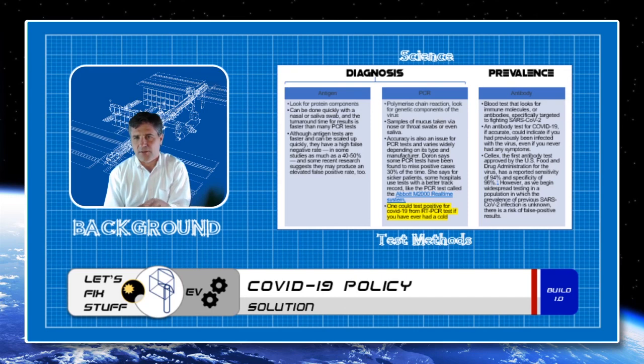So here are the three basic types of tests that are being taken: the antigen-based diagnostic test, the PCR-based diagnostic test, and then the antibody test, which is ideally suited to determine the prevalence of the infection in a particular community. And when we were talking about infection rates before, it's antibody tests that are used to detect infection rates in a community.